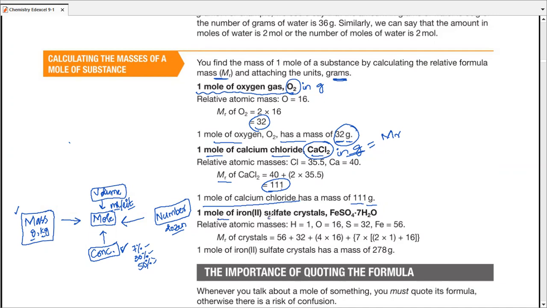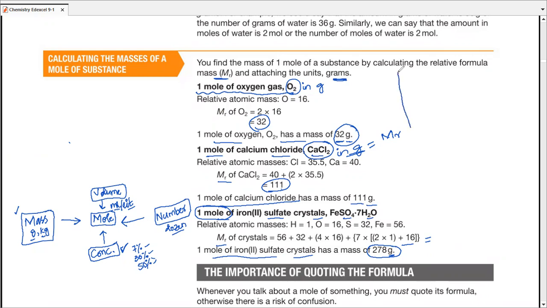1 mole of iron(II) sulfate crystals, which have this formula. How much mass do we need to take in grams to have 1 mole of the substance? So we calculate the Mr, and the entire Mr turns out to be this. We put the value in grams next to it. That's 1 mole of iron(II) sulfate crystals. That's how easy it is.